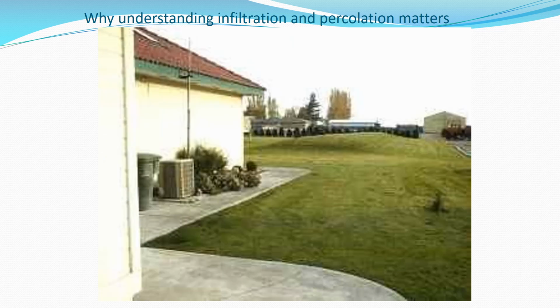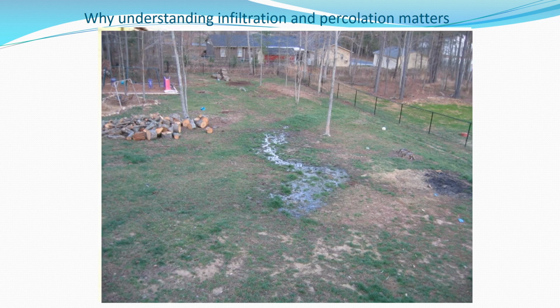Here's an example of a mound system, which is often used in this area because of the poor drainage capacity of the glacial till soils in this region. And here's an example of a drainage field failing and the water coming back to the surface via capillary rise due to poor percolation.